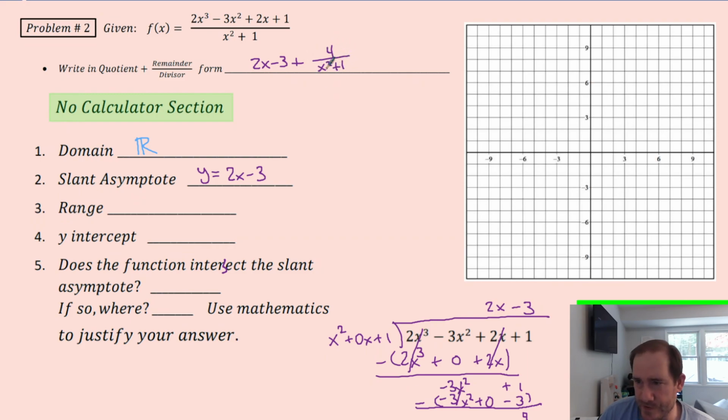And that'll never equal 0. So does the function intersect the slant asymptote? No. If so, where? Not applicable. Okay, great. What's the range of this function? I don't know. Not at liberty to say.